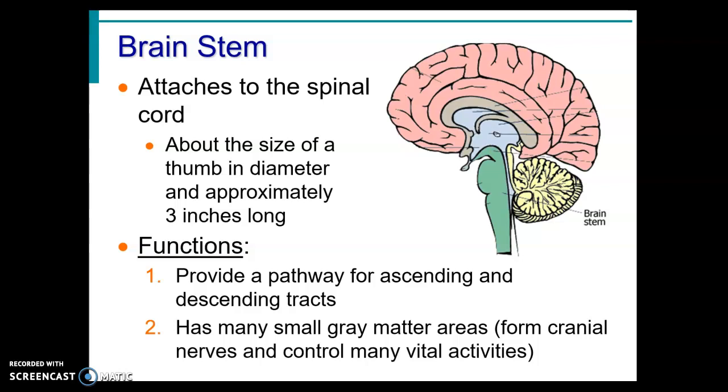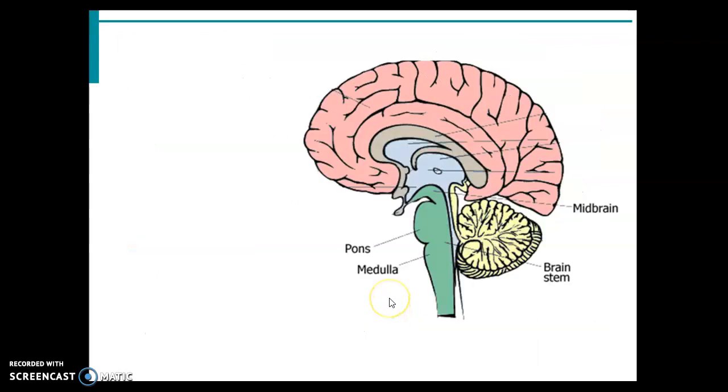So a bunch of small gray matter areas that form those cranial nerves and control a lot of your vital activities. There's a cranial nerve 10, which is called the wanderer. The anatomical name for it is the vagus nerve, but it's called the wanderer because it comes from there and it goes throughout your whole body. Basically, it controls a lot of functions in your whole body. It's not the only nerve that controls those functions, but it has a part in a lot of the everyday functions that you have, and that's coming right from the brainstem. So it's actually 12 cranial nerves that come off of there, but 10 is really important for everyday function.